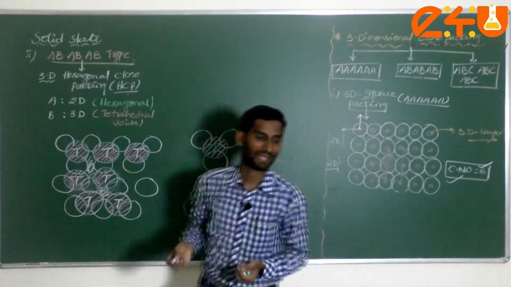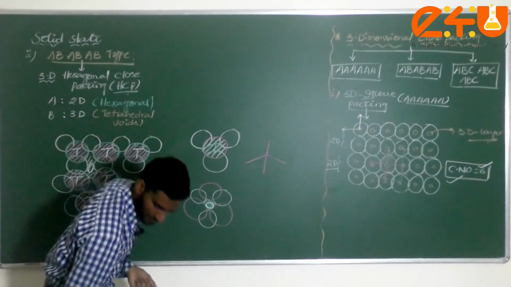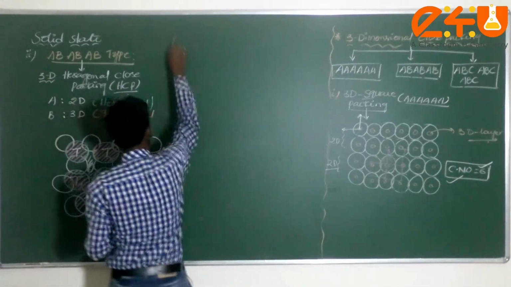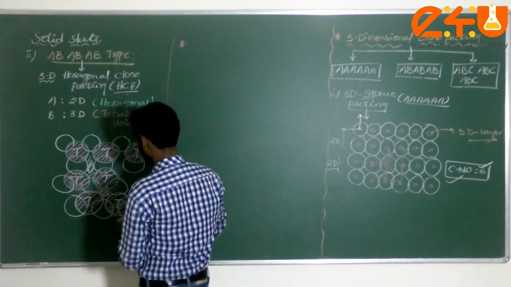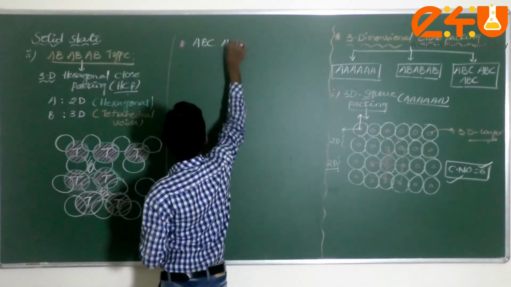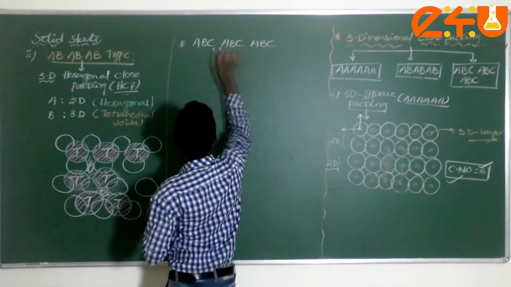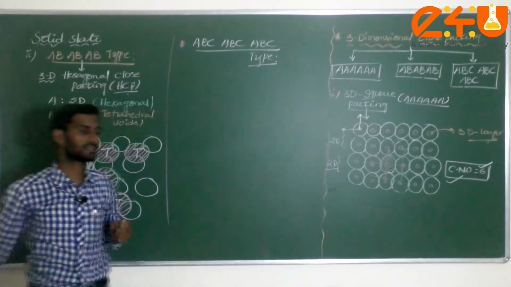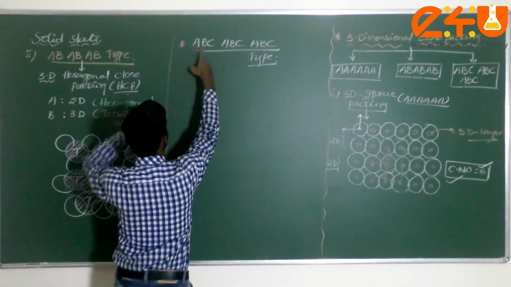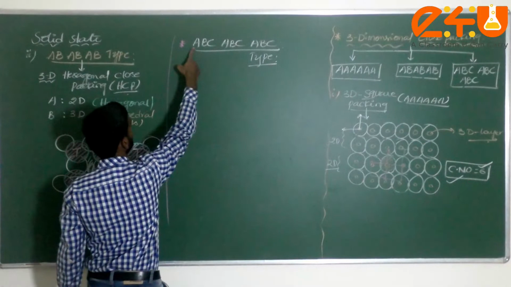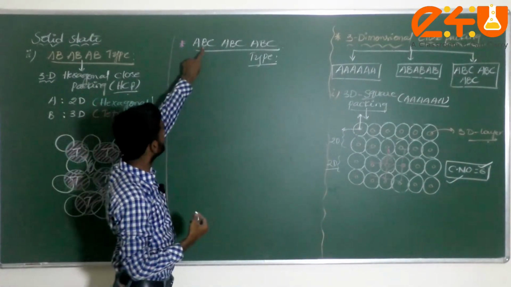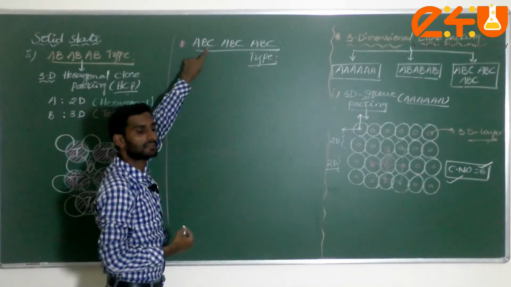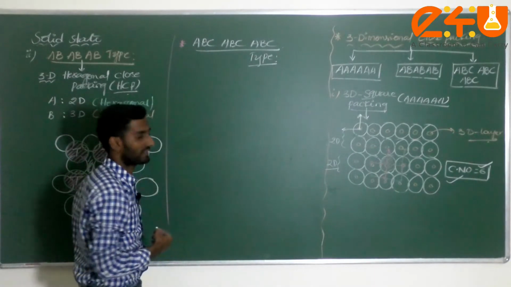AB type close packing, dear students. Next one, ABC. In ABC and ABC type close packing, what are we going to observe here? This is A, B, C. We observe that A indicates 2D hexagonal, B indicates 3D tetrahedral voids, and C indicates 3D octahedral voids.